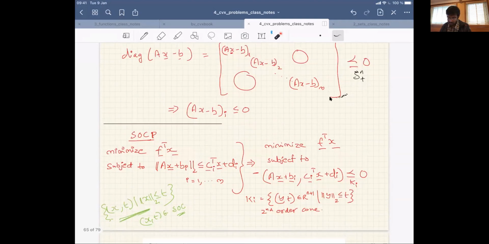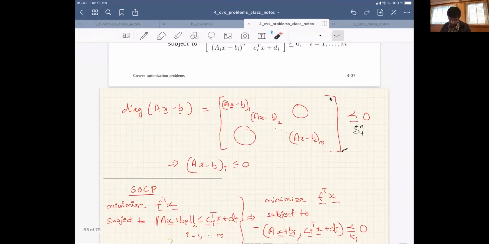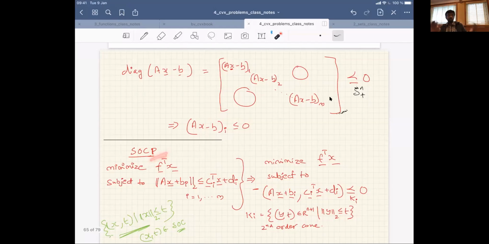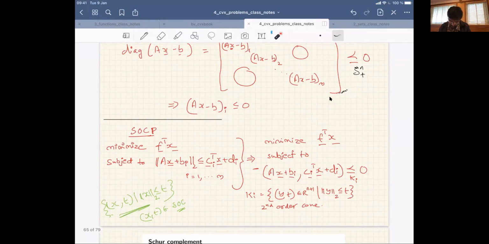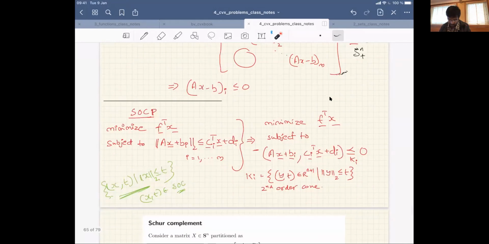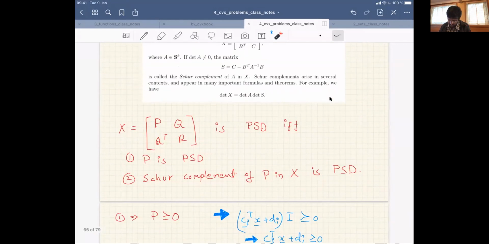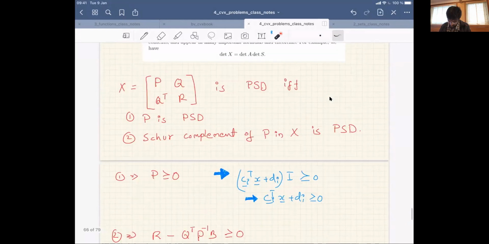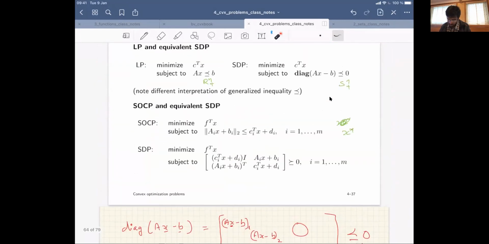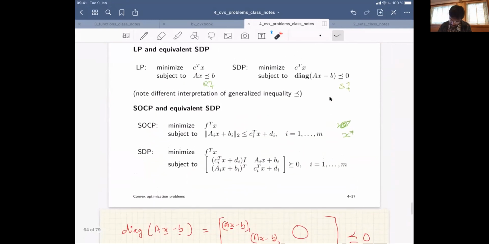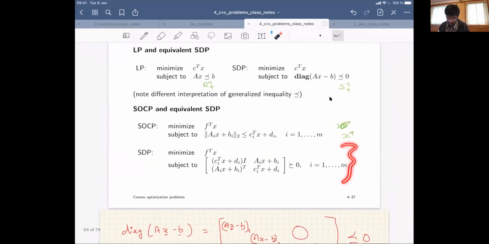Okay, so what I'm saying is, the SOCP is a conic form where you use a specific cone called the second order cone. Okay, so this was not what we were discussing. We were discussing how to visualize SOCP as an SDP. For this we use a concept called Schur complement. Before that, let's just start from the final answer.